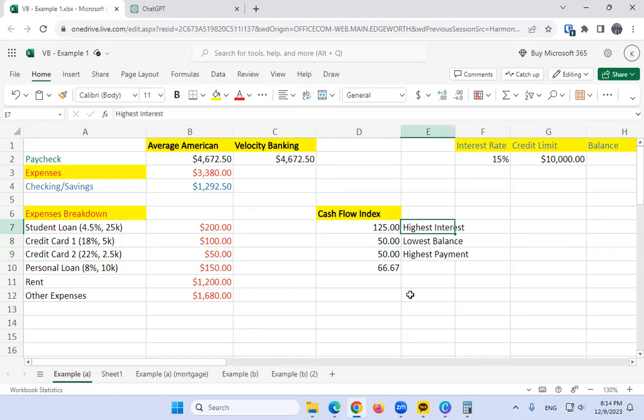Or you can just take a look at these and say, which of the debts have the highest interest rates, the lowest balance, and the highest payment? And I would say credit card 1 and credit card 2 fit that category, especially the really high 18 to 22% interest rate.